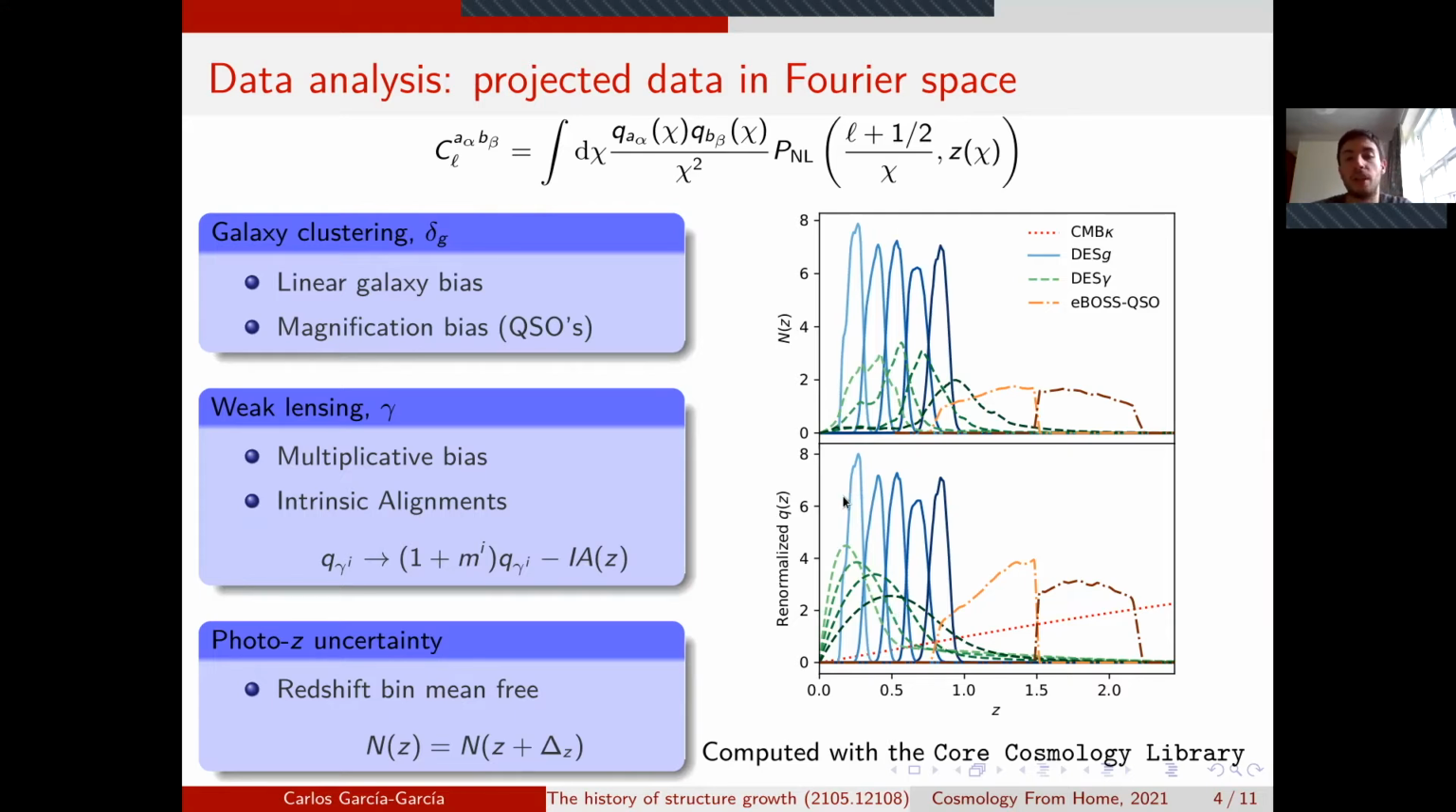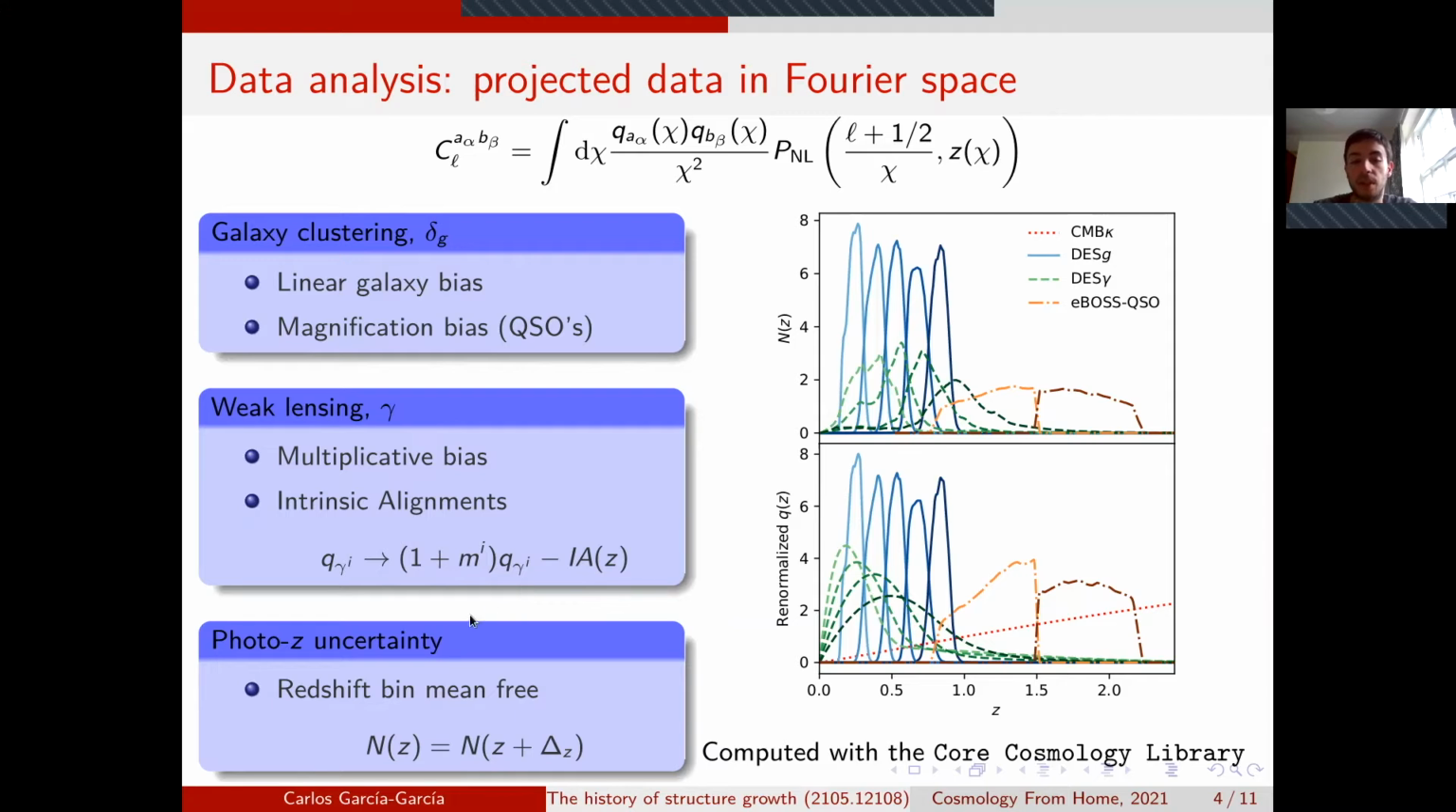Going a little bit more in detail about the different tracers that we are using, we can see that galaxy clustering is a biased tracer, and we model this bias linearly, like in the DESY1 analysis. In the case of lensing, we have to introduce as well the magnification bias. Weak lensing tracers are unbiased, but we have to take into account a multiplicative bias and also the intrinsic alignments. And the intrinsic alignments model is the same one as in the DESY1 analysis.